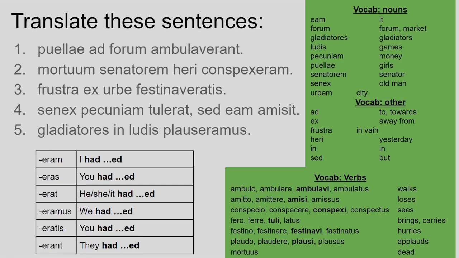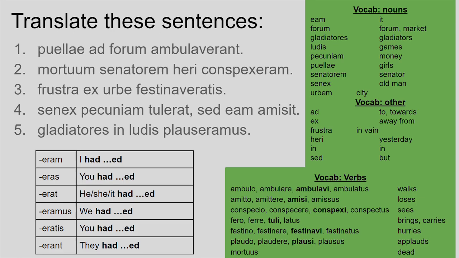So for number one, puellae ad forum ambulaverant. The verb is "they had walked", ambulaverant. So I need to see if I have a plural noun in the nominative case that matches the "they" ending. I do. I have puellae, the girls. So the girls had walked, and then ad forum finishes it off, to the market, or to the forum, you can just say in English. So the girls had walked to the market.